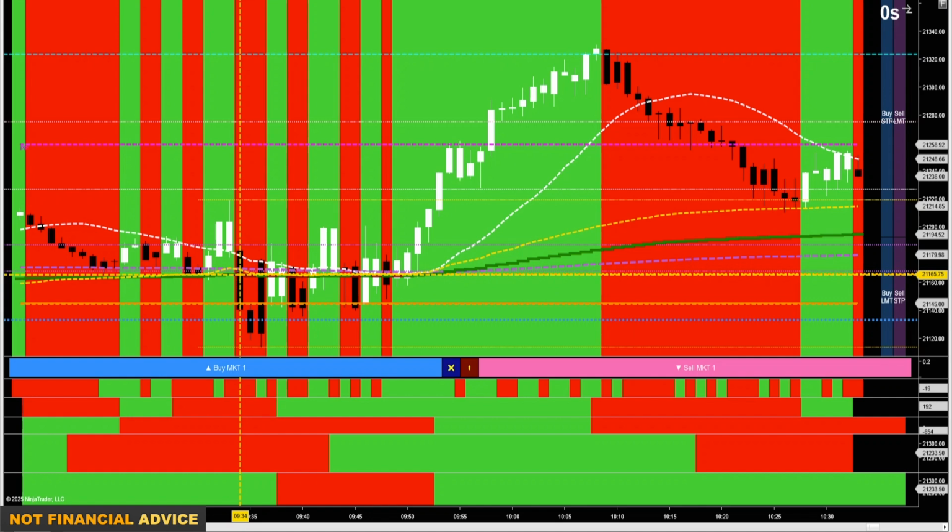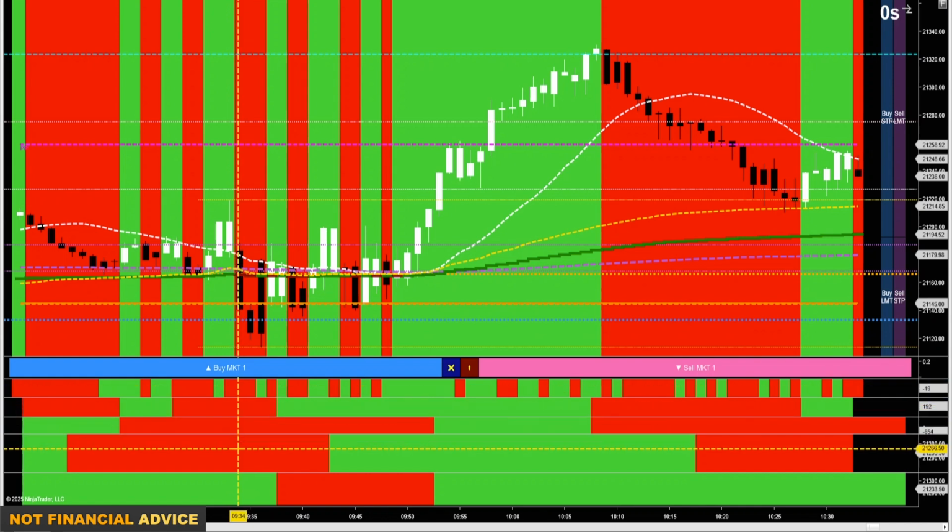My first trade of the morning was right here when we started pushing below VWAP. HEIKIN ASHI was red. Delta was red across the board. 5-minute HEIKIN ASHI was red.